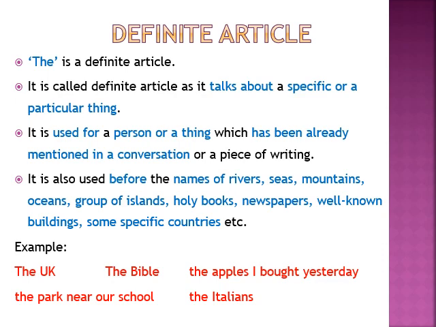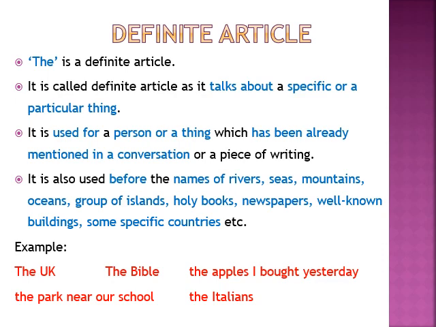Definite article. The is a definite article. It is called definite because it talks about some definite thing. It talks about a definite noun. It is called definite article as it talks about a specific or particular thing. It is used for a person or thing which has been already mentioned in a conversation or a piece of writing. Like we have talked about a person or thing once, and if we are talking about them again in a conversation or a piece of writing, we use the definite article, the, before the mention of that thing.